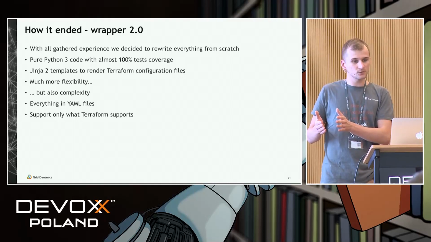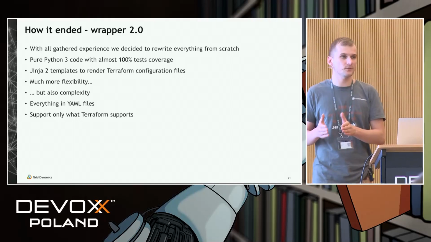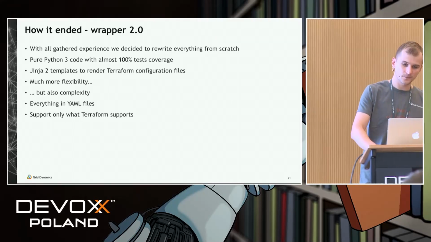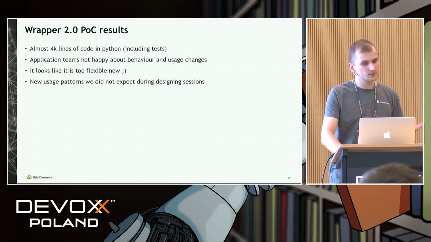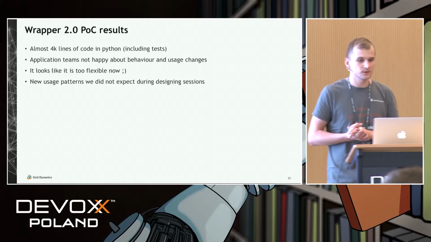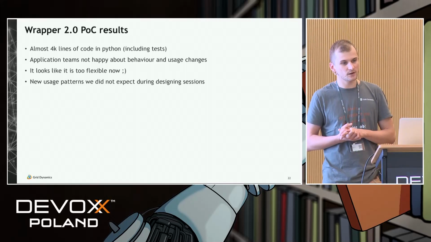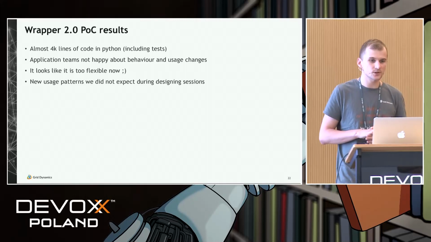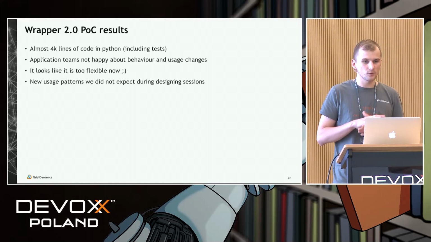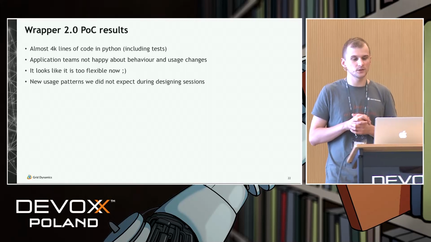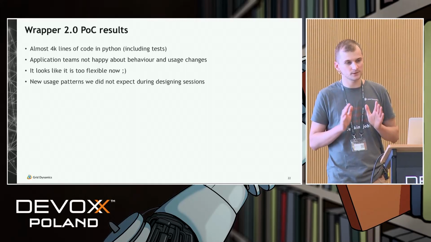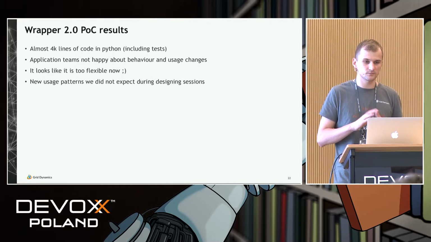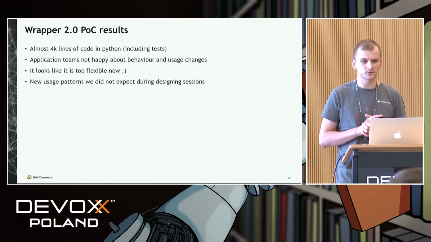You want your custom solution? Okay, write the support for Terraform. Later we can just use it because it will be supported by Terraform. So there is the POC of this Terraform wrapper 2.0, and there are more or less results because we are still waiting for the evaluation. There were almost 4K lines of code in Python, not including the tests, sorry, but still, in my opinion, for a wrapper, it's a lot of lines of code.